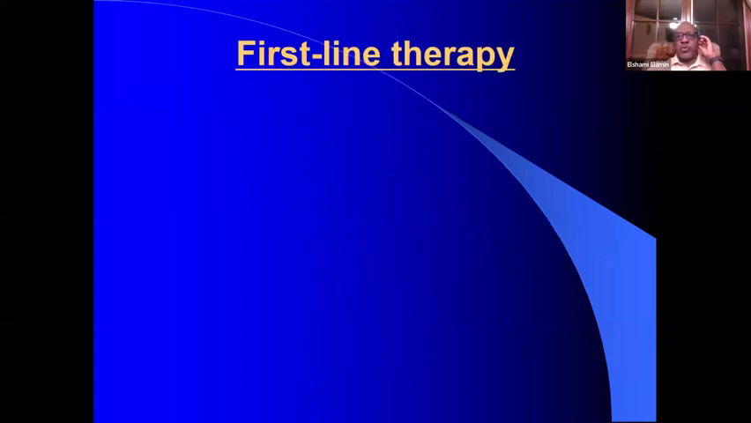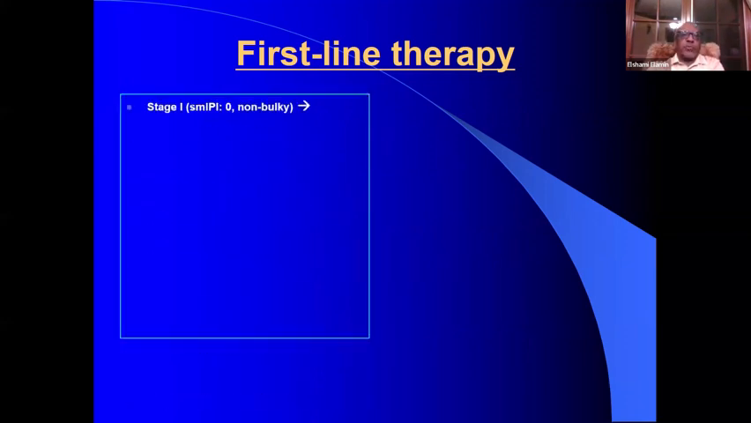So let's just talk about treatment options in general. In general, for first-line treatment of diffuse large B-cell lymphoma, we divide them into early stage and late stage. Early stage is stage 1 and 2. Late stage is stage 3 and 4. So for stage 1, we use the stage-modified IPI. If it is 0, remember we call this low risk, non-bulky disease.